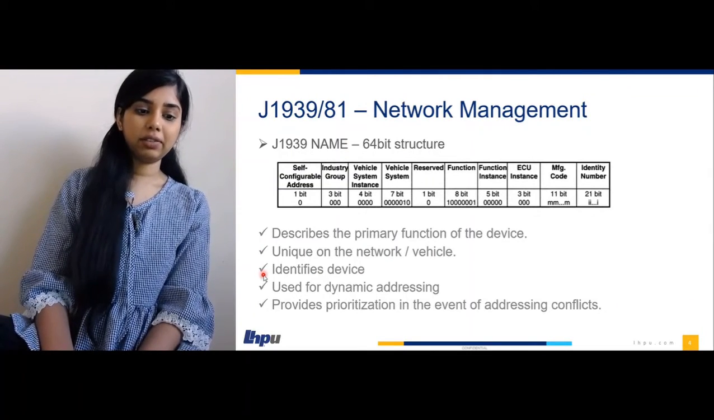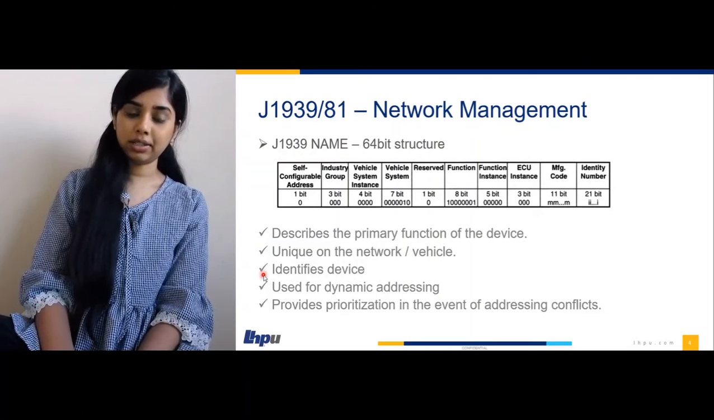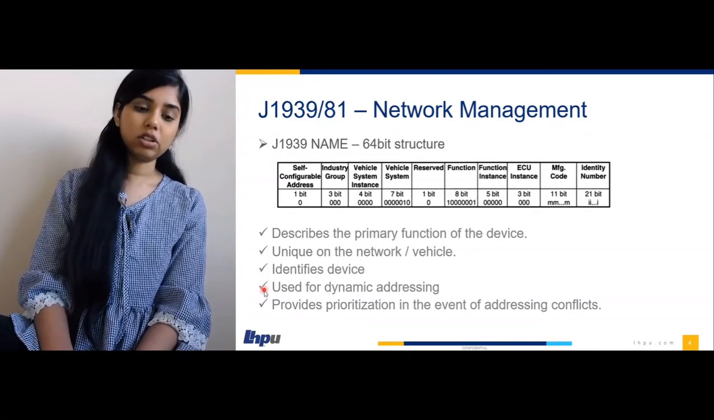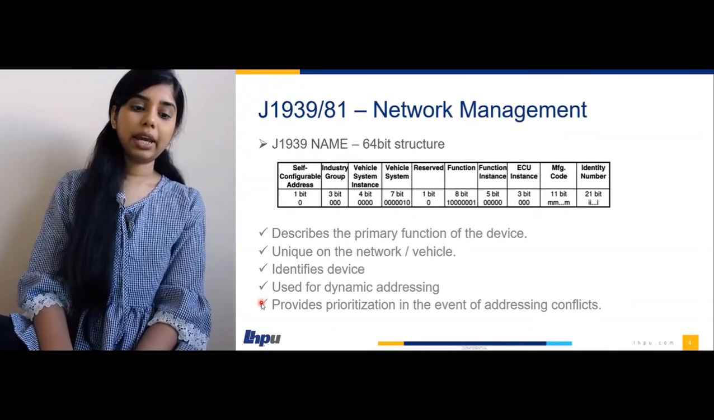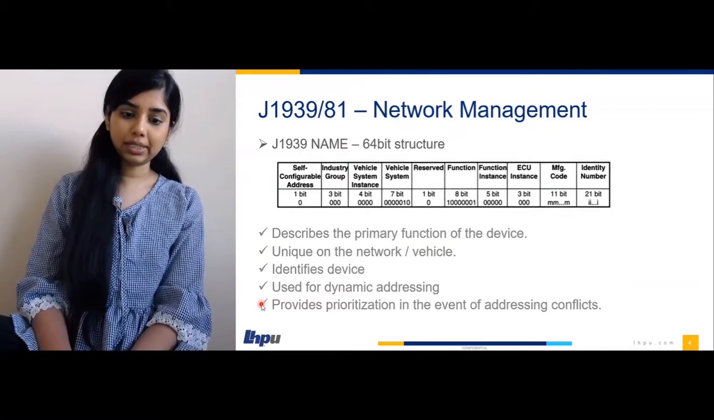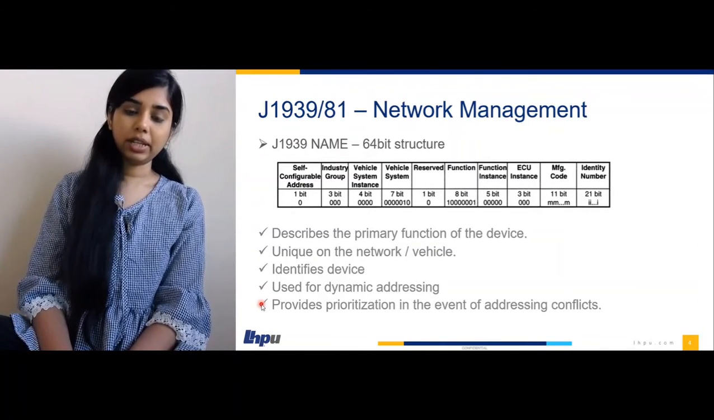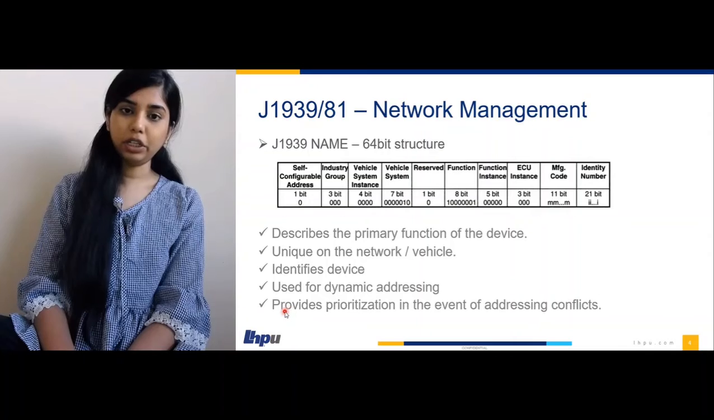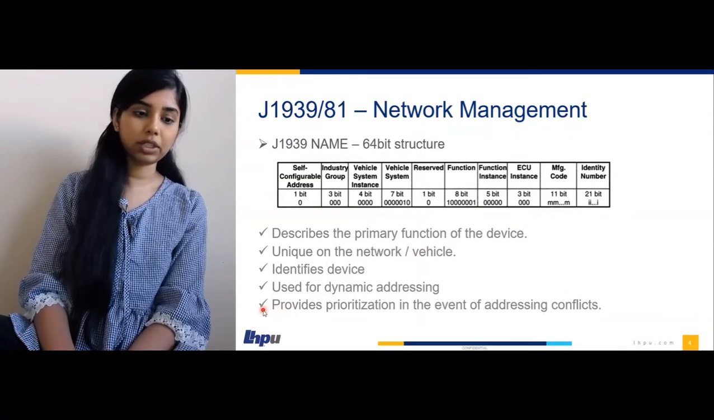So this layer describes the primary function of the device. It identifies the device and makes sure nothing is repeated on the network. It is also used for dynamic addressing and provides a prioritizing method if there are any conflicts that happen during the addressing part of it.